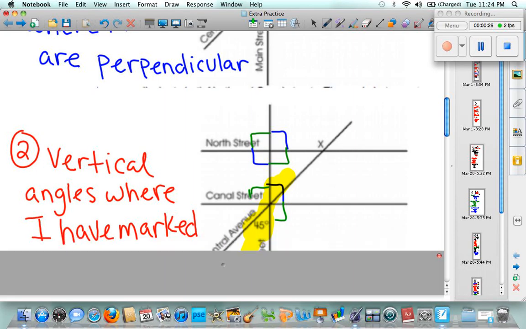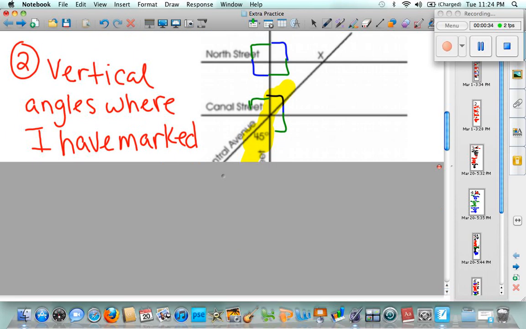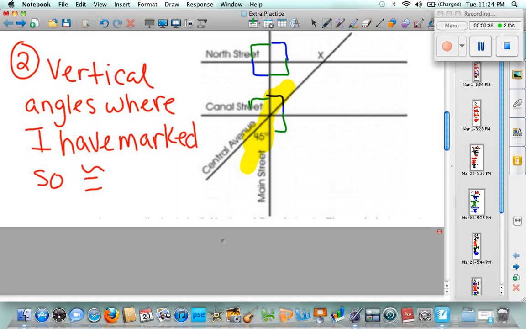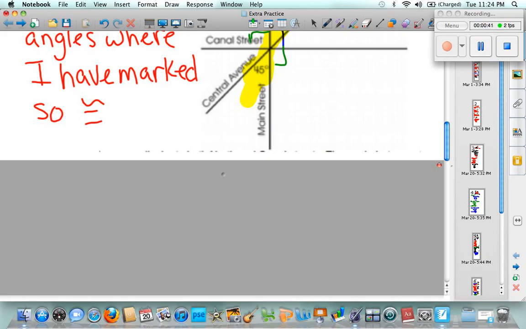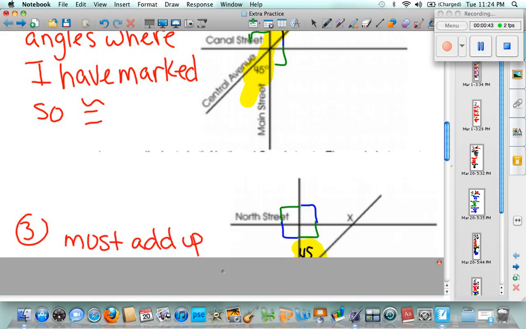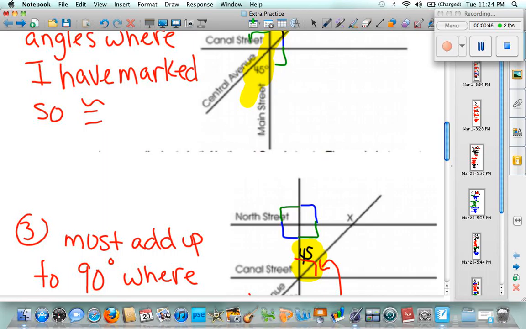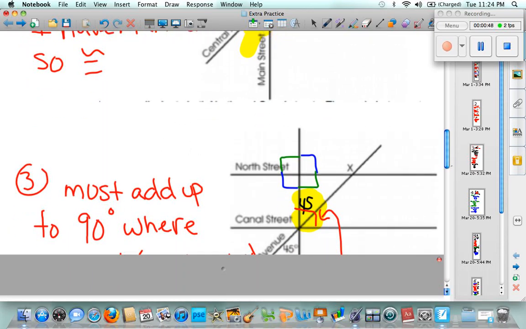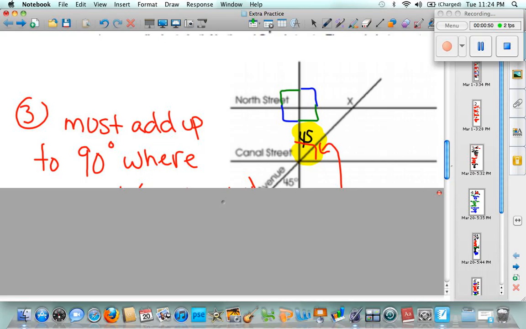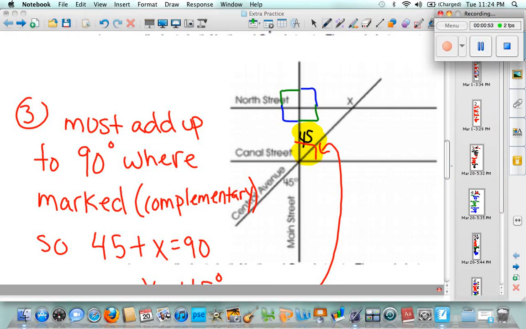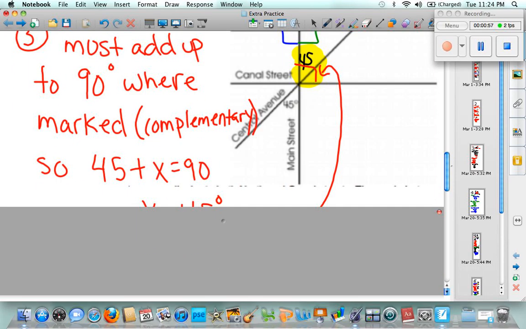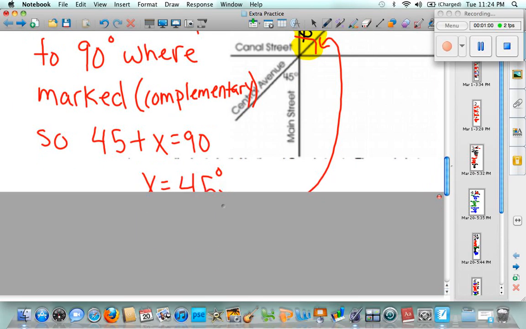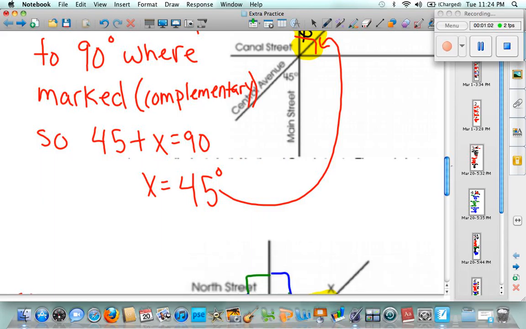Okay, next we've got vertical angles where I have marked. Vertical angles are congruent. Third, those two angles where I have marked must add up to 90 degrees. These are called complementary angles, so 45 plus that degree measure that we don't know must equal 90. Solve and you get x equals 45 degrees.